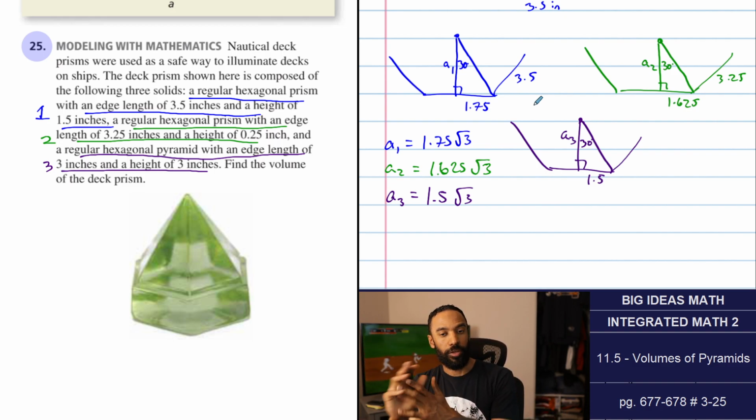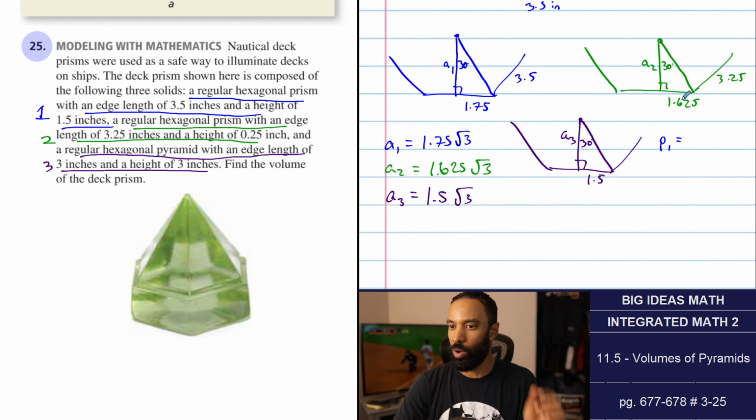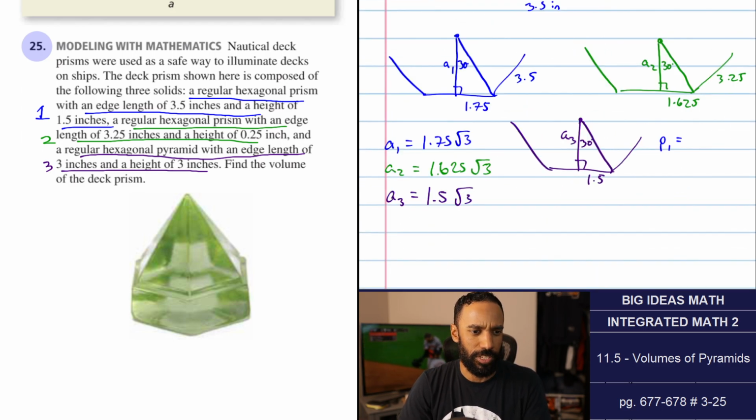Perimeters, we just got to multiply all these by 5, right? So perimeter of the first one is 3.5 times 5. I think that's 17.25. I'm going to do these all in the calculator just to make sure. 3.5 times 5 is 17.5. 1.625 times 5 is 3.25.